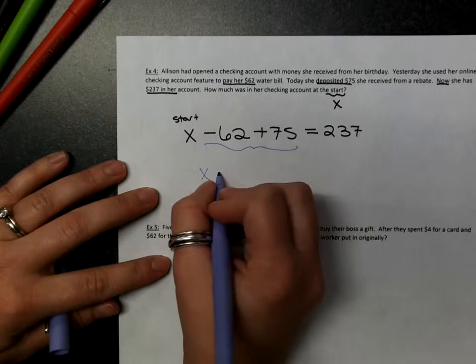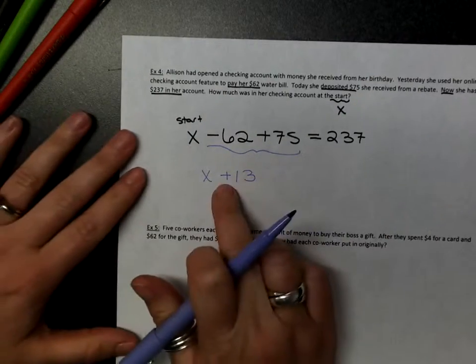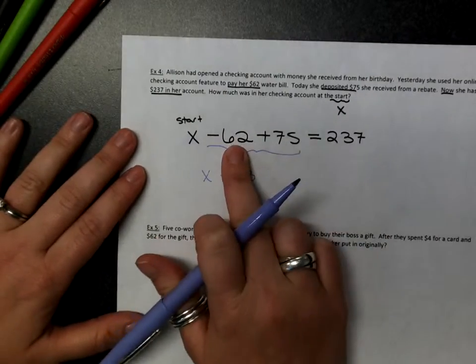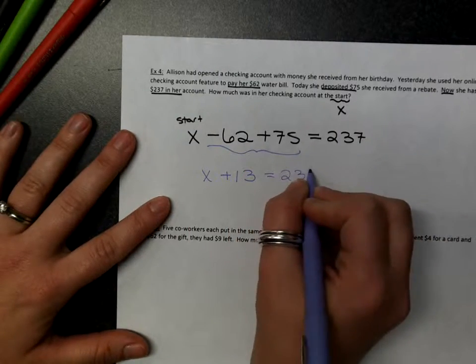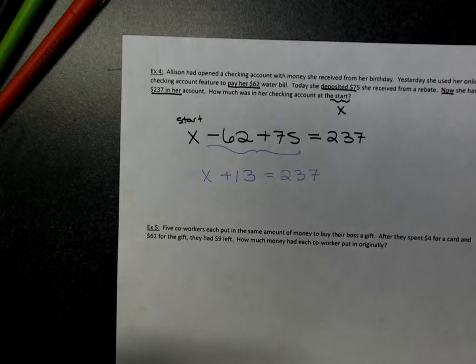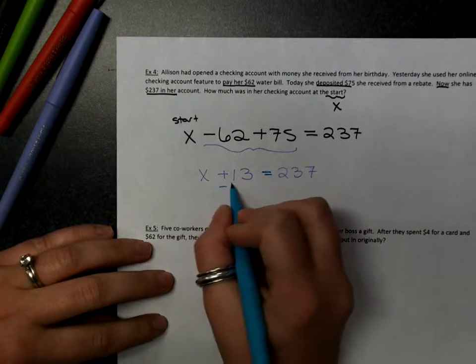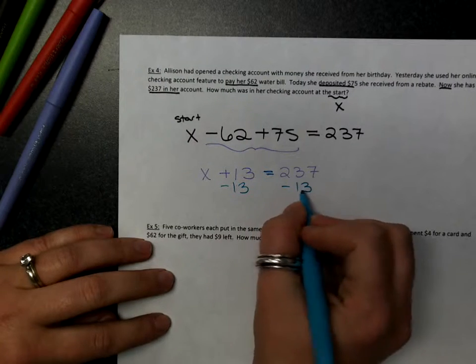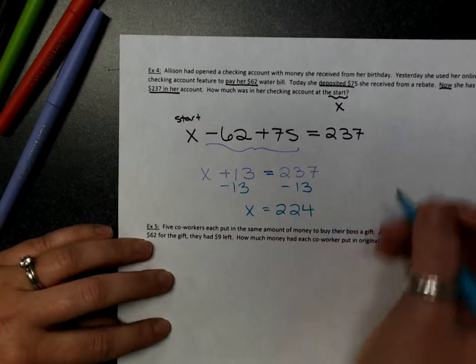75 minus 62 is 13. Positive 13, because how much she deposited is more than how much she paid, equals 237. And then I'm going to use my solving skills to subtract 13 from each side. $224.